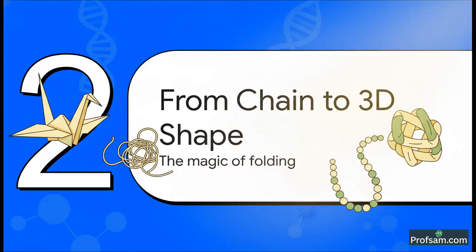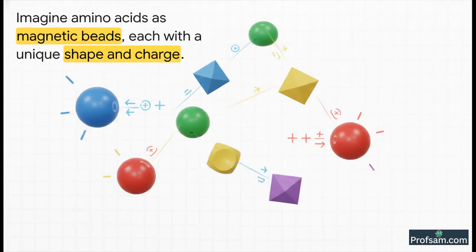All right, so how does this chain fold into a specific 3D shape? Let's look at the magic of protein folding. To understand this, we will use a simple analogy. I want you to imagine that each amino acid is like a small magnetic bead, okay? And each type of bead has its own unique shape and its own magnetic charge. Some are positive, some are negative.